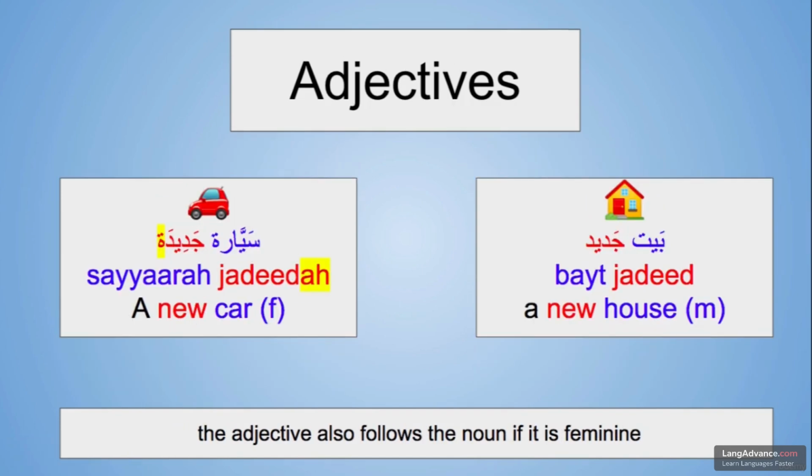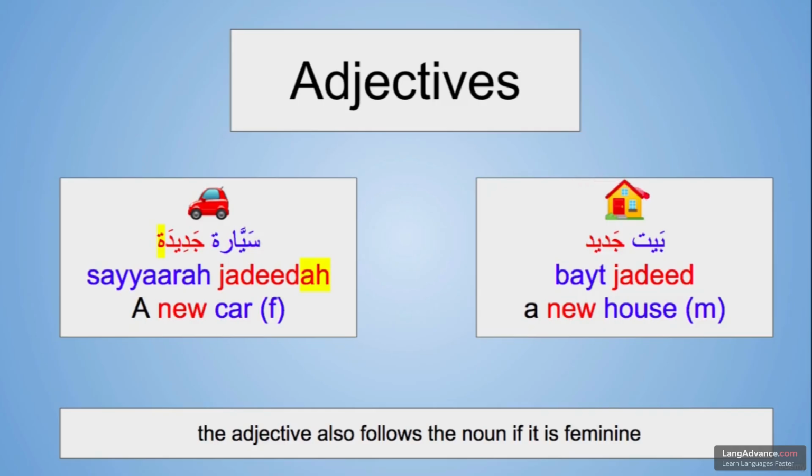You should also pay attention to the fact that in Arabic, when you are attaching an adjective to a noun, you need to pay attention to the gender of that noun, because if it's male, the adjective also needs to be male. If the noun is female, then the adjective has to be female.